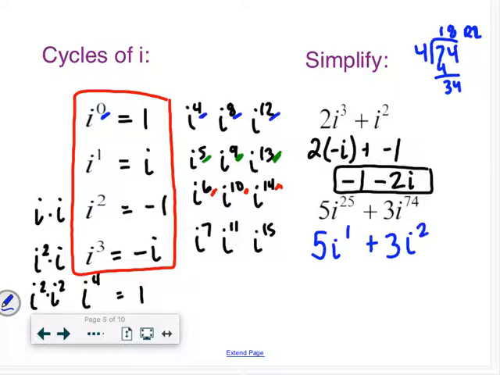And then we're back up to this piece here. We still got to get it in standard form. So make the substitution with the cycle of i. i to the first is really i. i squared is really negative 1. So this is going to be negative 3 plus 5i. Okay? Questions, concerns?